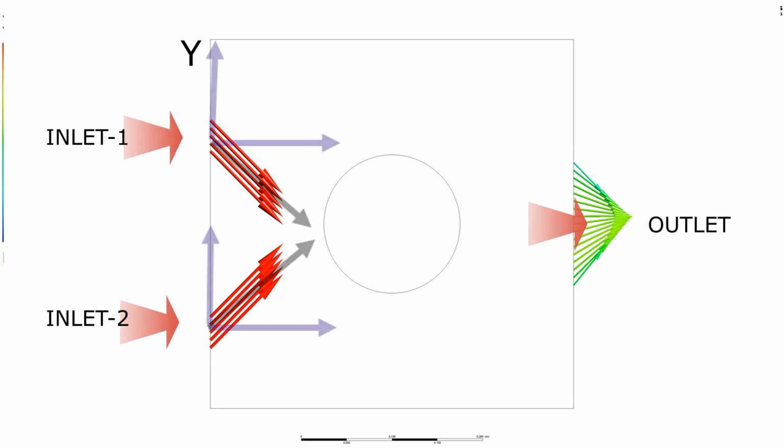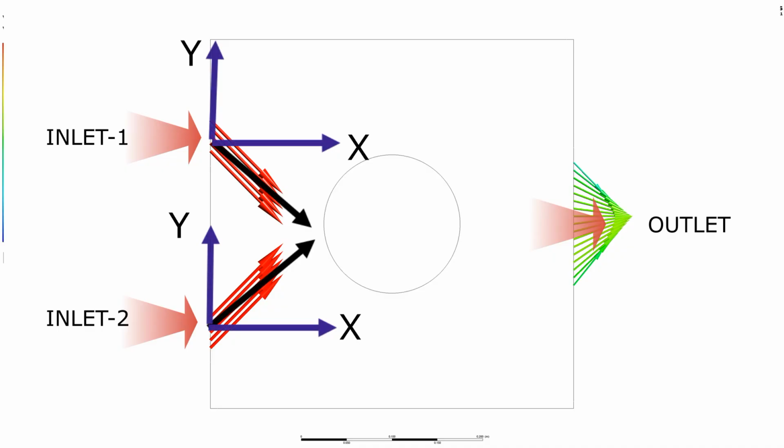This is the square chamber. There are two inlets, one at the top and one at the bottom. Air is entering at a 45-degree angle at the top and a 45-degree angle at the bottom. We can see two black arrow marks showing the resultant velocity directions.